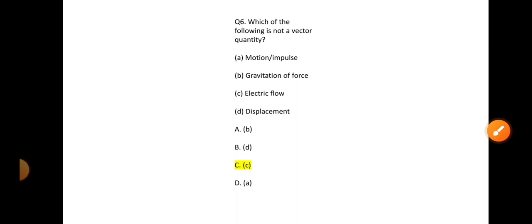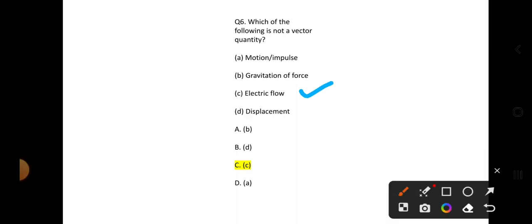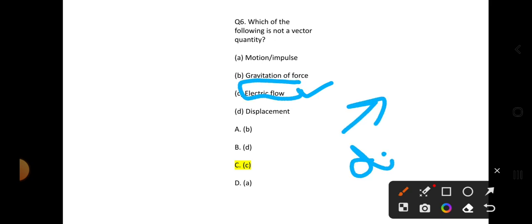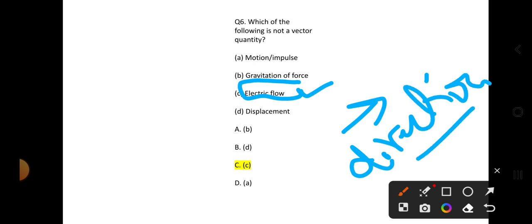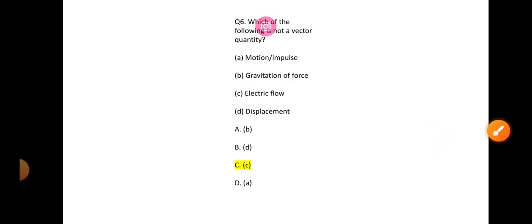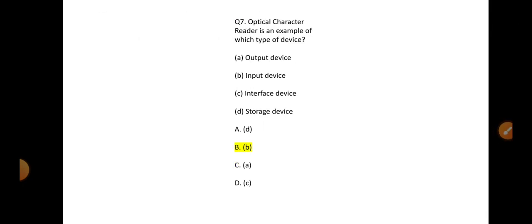Okay. And then question number 6, which of the following is not a vector quantity? See, electric flow is not a vector quantity, it's a scalar quantity. Basically, scalars give you only magnitude and vectors give you direction as well as magnitude both.